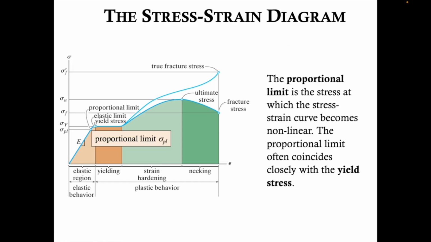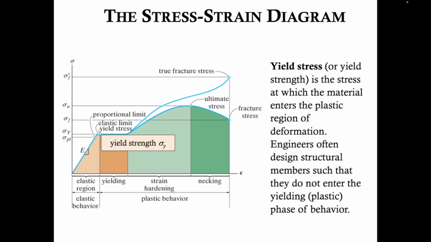The proportional limit, sigma sub PL, is the stress at which the stress-strain curve becomes nonlinear. The proportional limit often coincides closely with the yield stress. The yield stress, or yield strength you can call it, is the stress at which the material enters the plastic region of deformation, so entering the region of permanent deformation. Engineers often design structural members such that they do not enter the yielding or plastic phase of behavior, because in general we're trying to avoid permanent deformations.